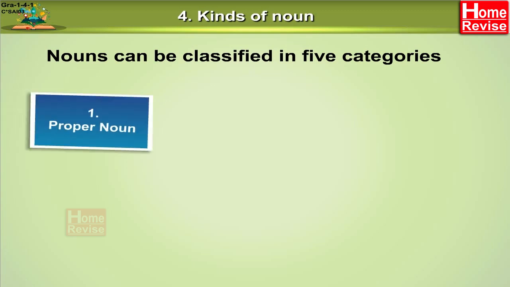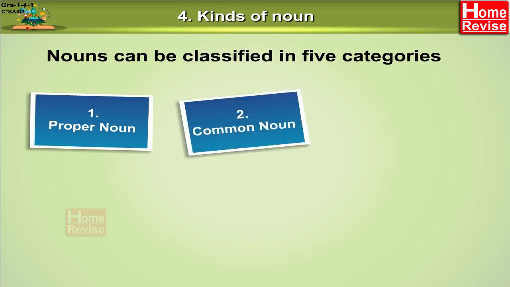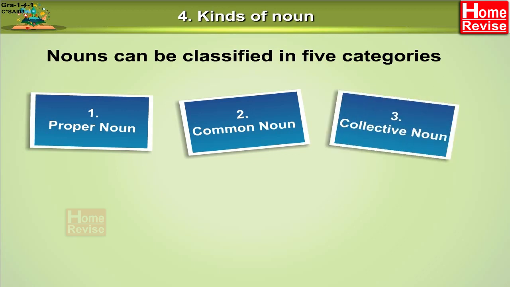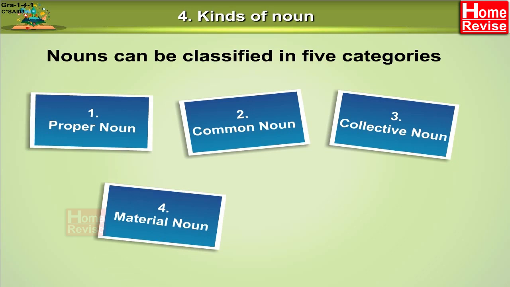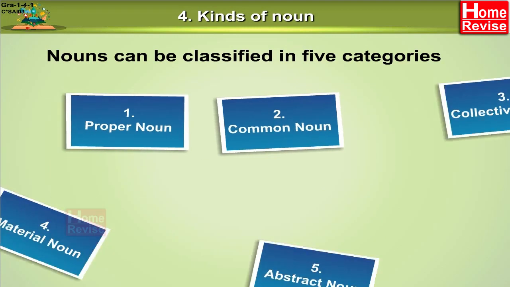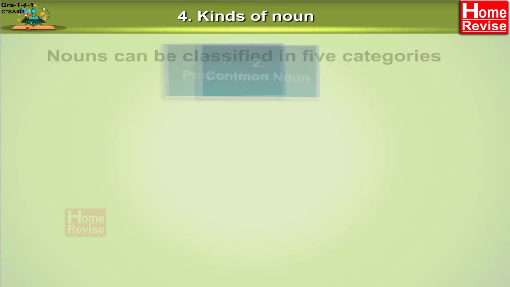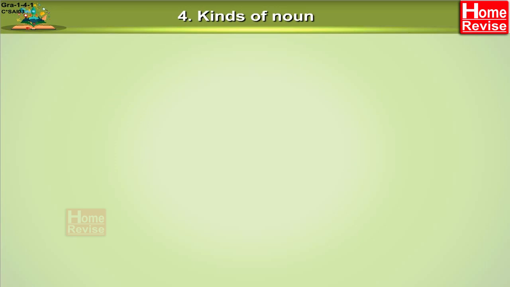First, proper noun. Second, common noun. Third, collective noun. Fourth, material noun. And fifth, abstract noun. So, did you get that? Good. Now, let us learn about proper noun and common noun. But before that, let's read these sentences.